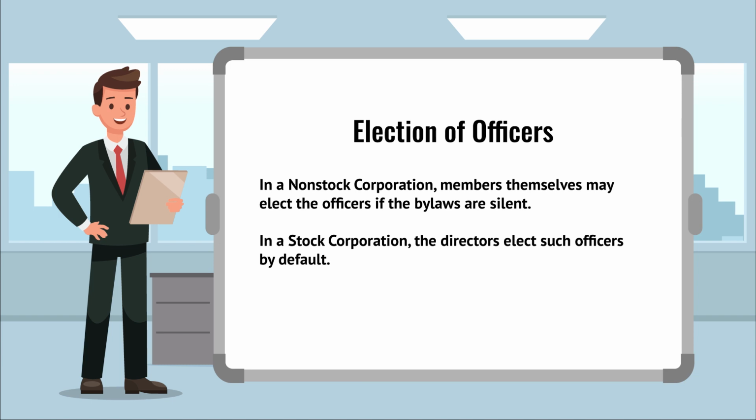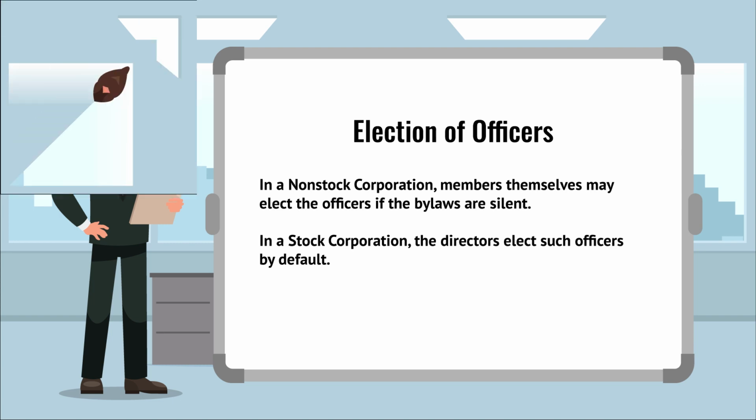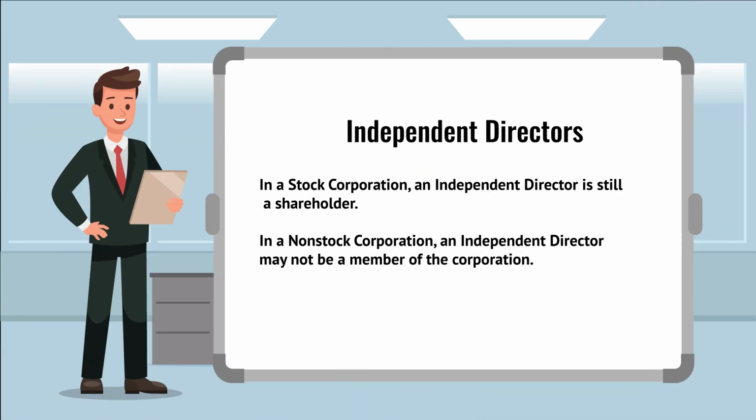Election of officers: in a non-stock corporation, members themselves may elect the officers if the bylaws are silent. In a stock corporation, the directors elect such officers by default. Independent directors: in a stock corporation, an independent director is still a shareholder. In a non-stock corporation, an independent director may not be a member of the corporation.